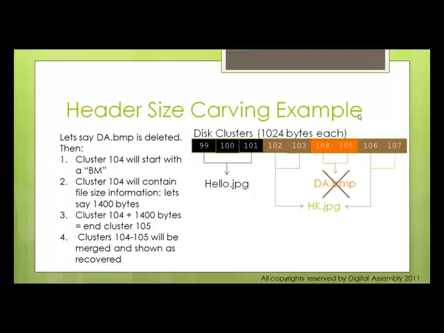As you can see here, we have an example of looking for headers and footers. We can find the header with the FFD8, and then it knows that there isn't a header or footer in the next one, or it knows that it's there but it's not the right one, and then it goes to the next one and finds the footer, and then it puts the two of them back together again.